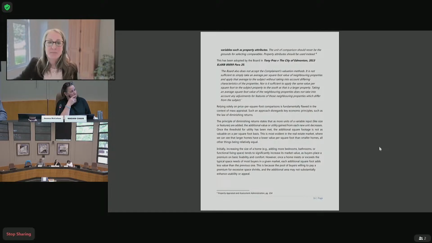In conclusion, the assessment was prepared in accordance with the legislation using mass appraisal and market value principles. We provided reliable comparable sales that support the assessed value. The differences between the assessments are due to actual differences in the property features, not inequity. The complainant's valuation method of a per unit basis is flawed, and it does not align with legislated or professional standards. For all of these reasons, we respectfully request that the board confirm the 2024 assessment of $1,772,000 as fair, equitable, and legislatively compliant. Thank you.